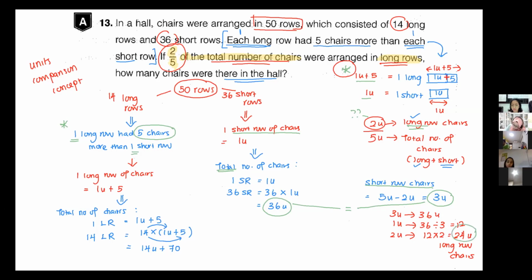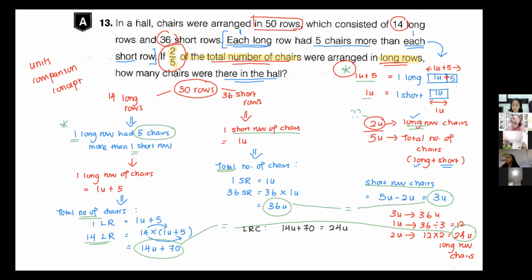Just now I have the long row total chairs, this one. So they are also the same. They're trying to say they are the same, also comparing. So this and this are also the same. So I can actually make use of all this information that I have, right? So I will write in black. Now the final one will be in black. So I can conclude 14 units plus 70 equals 24 units. This is for my long row chairs.